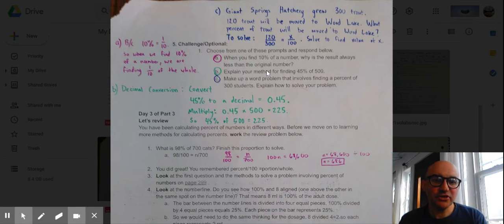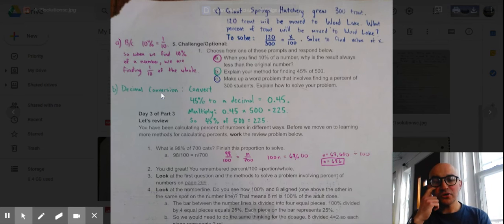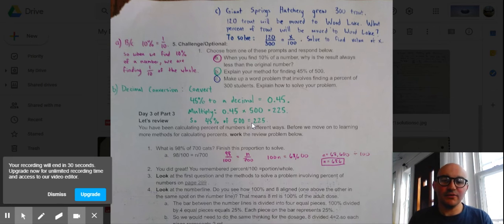Part B here, explain your method for finding 45% of 500. I chose on this problem to do a decimal conversion. So I convert 45% to the decimal by turning it into 0.45. Then I multiply that decimal by 500. I get 225. So 45% of 500 is 225.